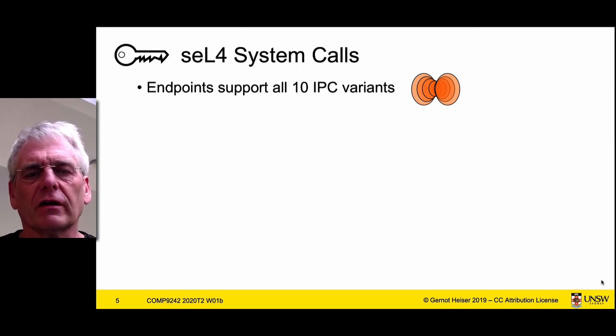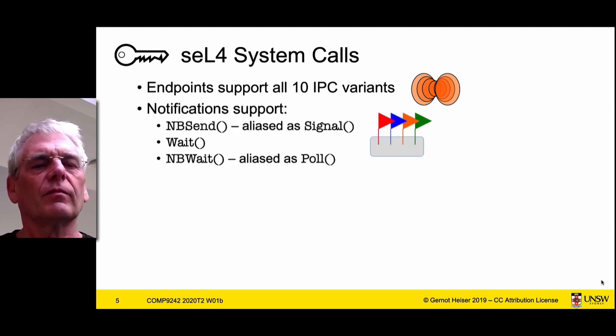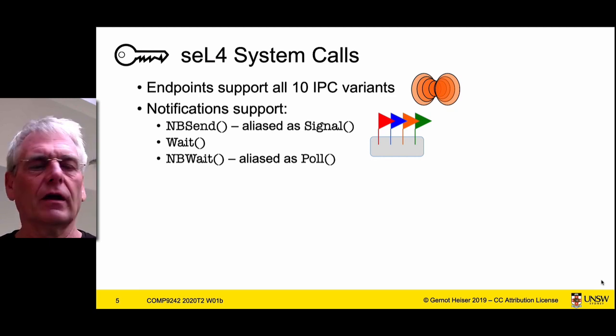Different object types support different subsets of these operations. Endpoints, the normal IPC, support all those. So you can use any of these on an endpoint. Notifications only support a subset of 3 operations. You can do a signal to a notification. That's an alias for non-blocking send. That's the only way to signal a notification. Doesn't make sense to block on a signal.